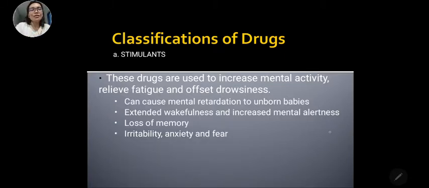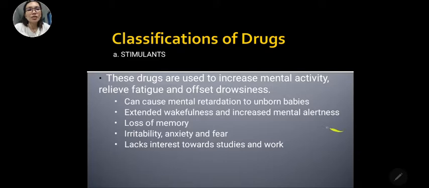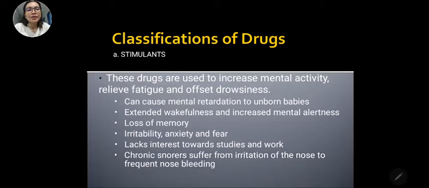Irritability, anxiety, and fear. So, yan na yung mga causes ng stimulants. Lack of interest towards studies and work. Chronic snorers suffer from irritation of the nose to frequent nose bleeding. Kasi, yung iba, ini-intake nila yung stimulants by inhalation or sniffing. Kaya nagkakaroon sila ng frequent nose bleeding.